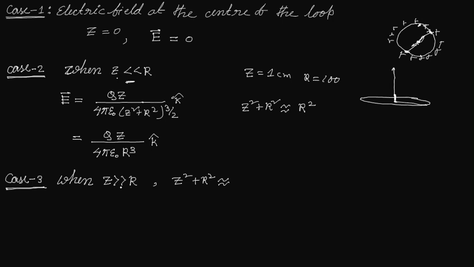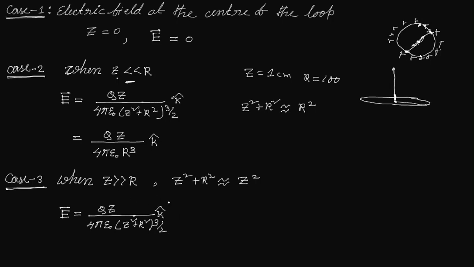Now if the condition is reversed, like if z is much greater than r, then what can we write? This is nearly equals to z square. So if we put the value of this here, let me again write the electric field at any point on the z axis: qz divided by 4 pi epsilon naught, and then z square plus r square whole to the power 3 by 2, into k cap.